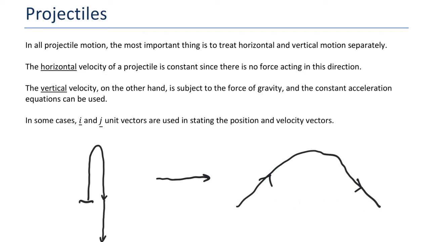Now, the horizontal velocity of the projectile is constant since there's no force acting in this direction. So whenever we throw something, there is something acting vertically, and that's gravity, so it's pulling it down. But in the horizontal direction, there aren't any other forces involved.